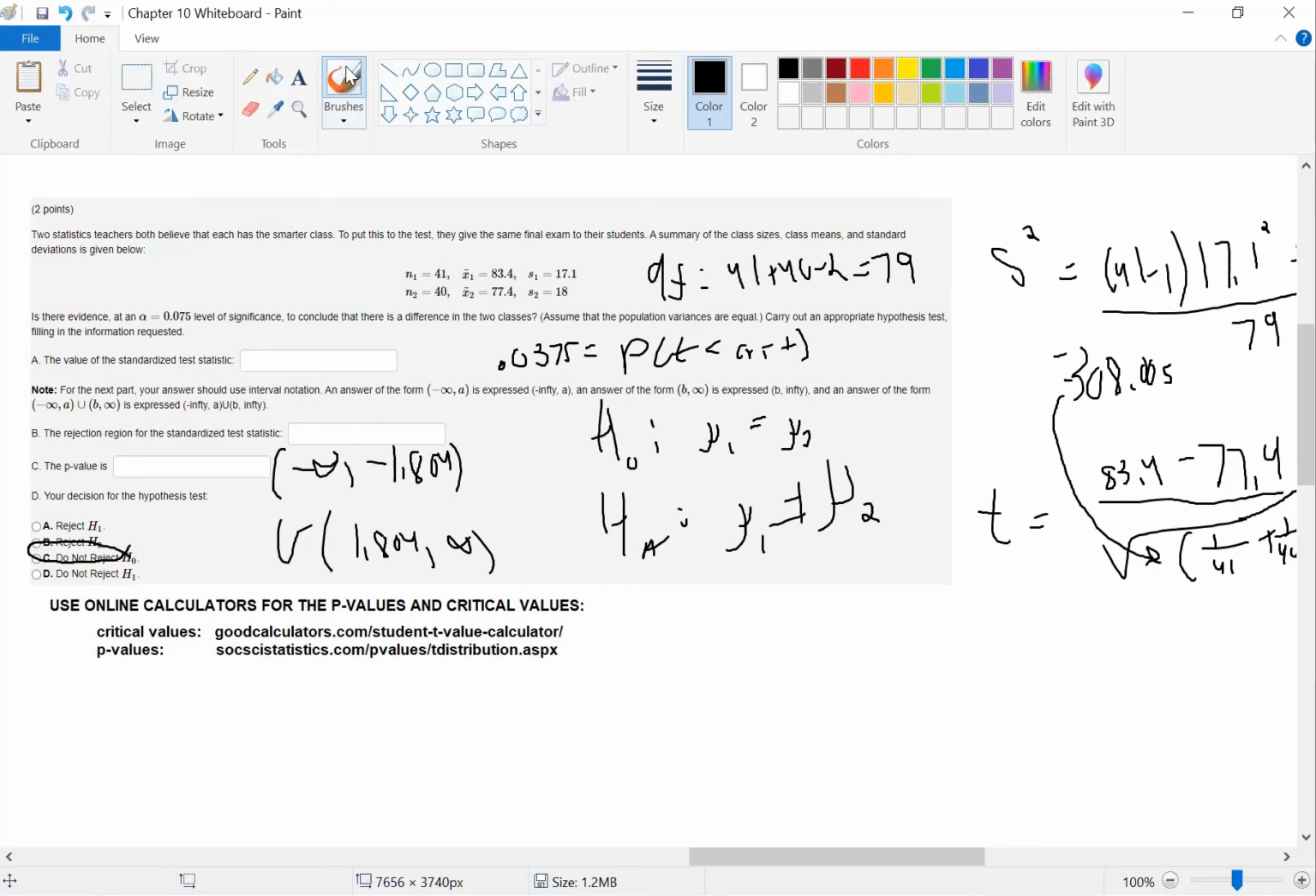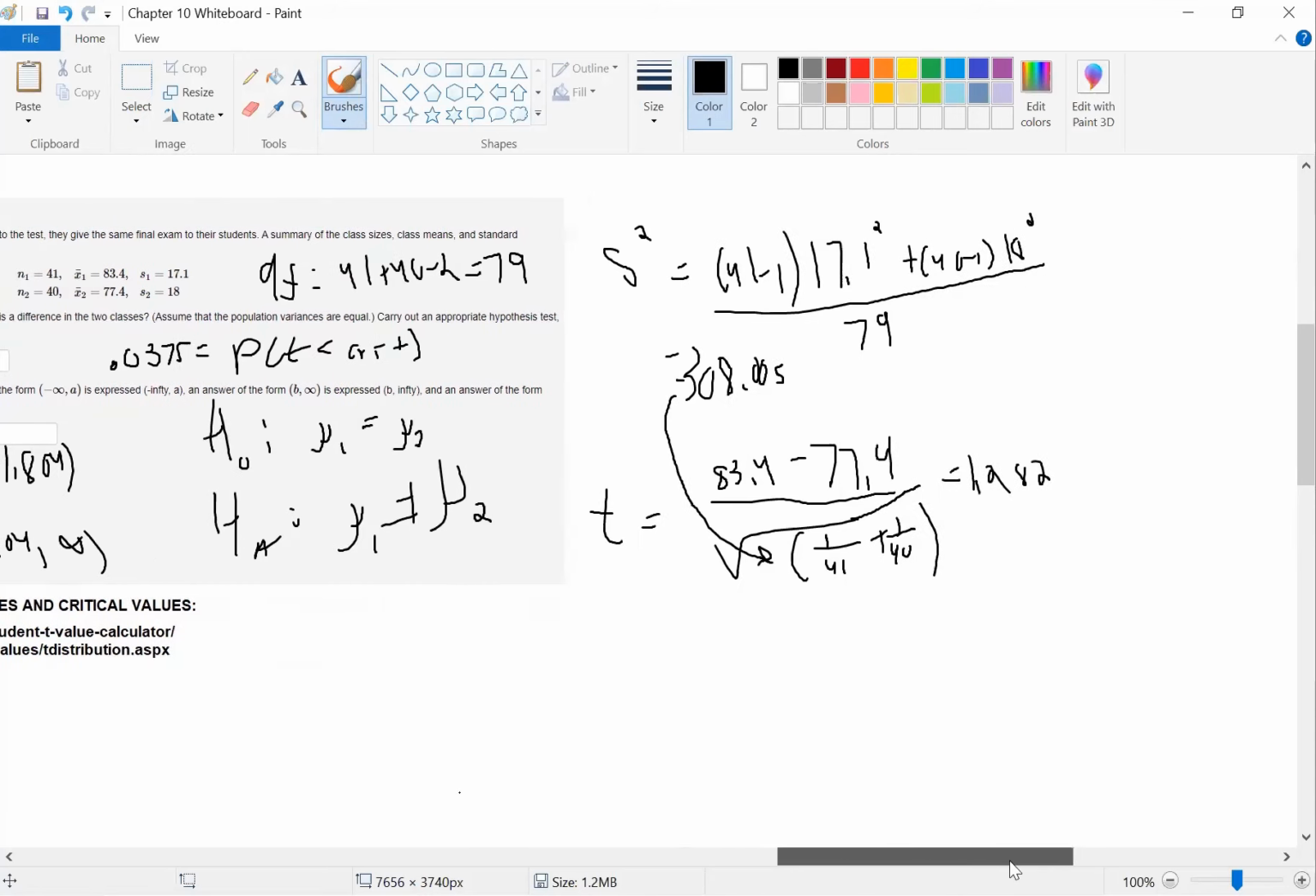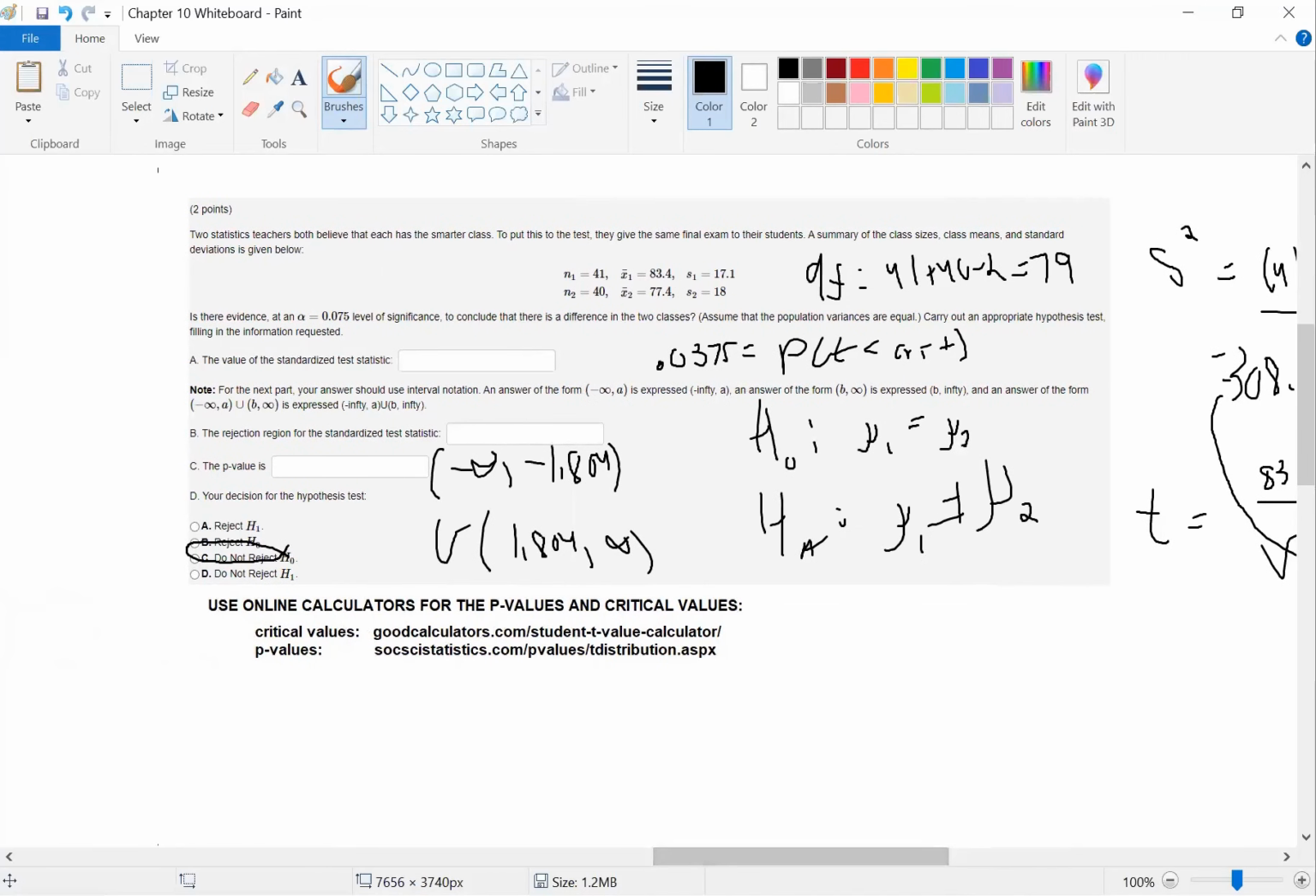Now, let's suppose we wanted to convert that t-score to a p-value. Well, then we'd have a t-score of 1.282. You can go to this website to get your p-value, so 1.282. And our degrees of freedom was 79. It doesn't matter what your significance level is. We're dealing with two-tailed. And so there you can see that p-value is nowhere close.